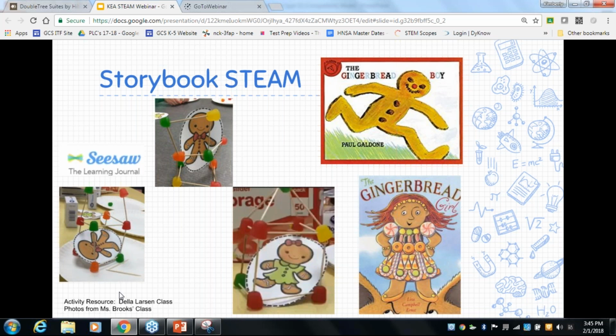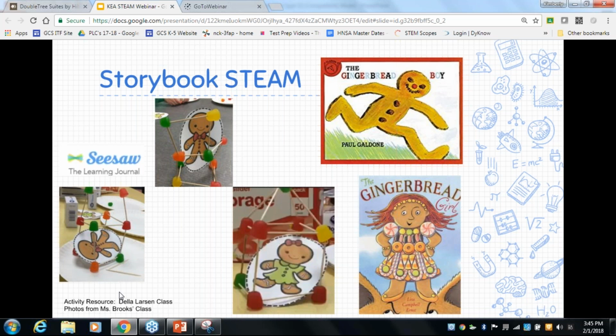Also, problem solving: we put constraints on the project. You could only use 10 gumdrops, and a lot of them would say, I need more gumdrops, I need more gumdrops. And we'd have to go around and say, well, what could you do differently? How could you change your design? So we're asking a lot of high level questioning to get them to think in different directions and to really problem solve.